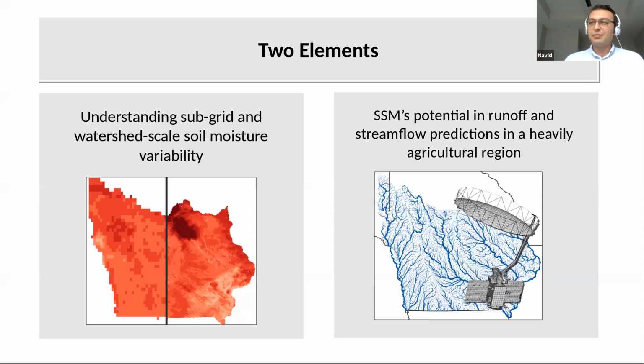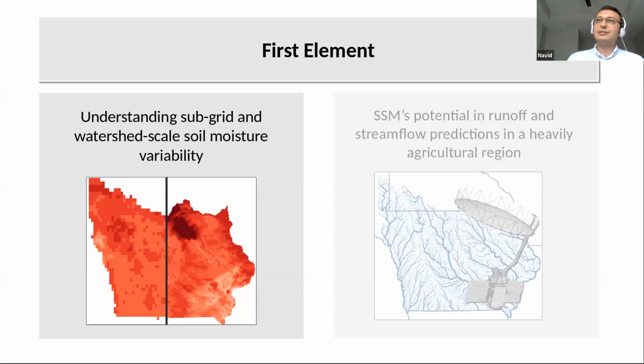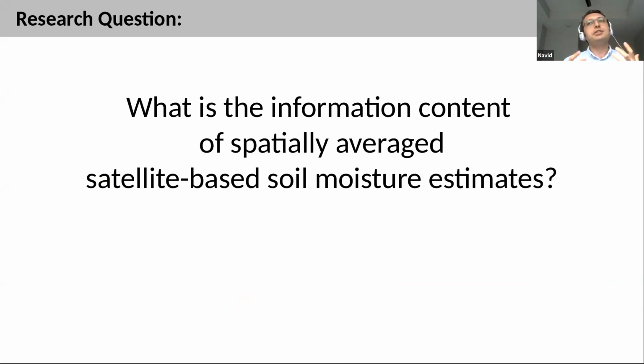Well, the two elements in my research try to address that. The first element was the scale mismatch. I try to understand how much variability we have in a satellite grid scale. Essentially, the question that we are interested in is: what is the information content of that 9 by 9 kilometer or 36 kilometer by 36 kilometer, spatially averaged, satellite-based soil moisture?